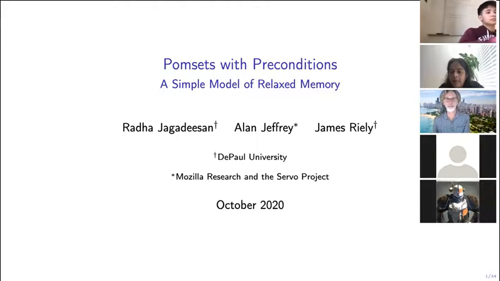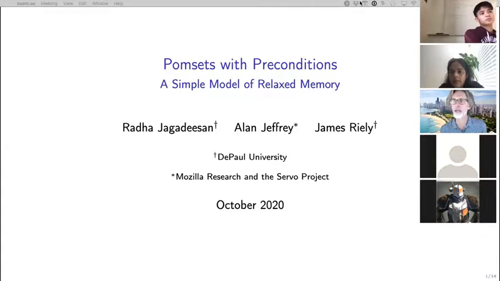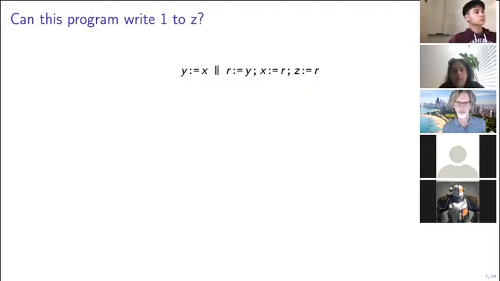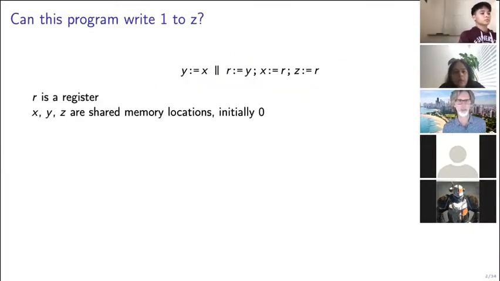So this is joint work with, sorry, let me get up. I need, yeah, there we go. Let's see if this is going to work for me. Yay, okay, I've got a laser here. This is joint work with Radha Jagadisan at DePaul and Alan Jeffrey at Mozilla. He's just left there and he's now joining something called the Servo Project. Let me see how I can move. That's not working. There we go. A little bit slow there. There we go.